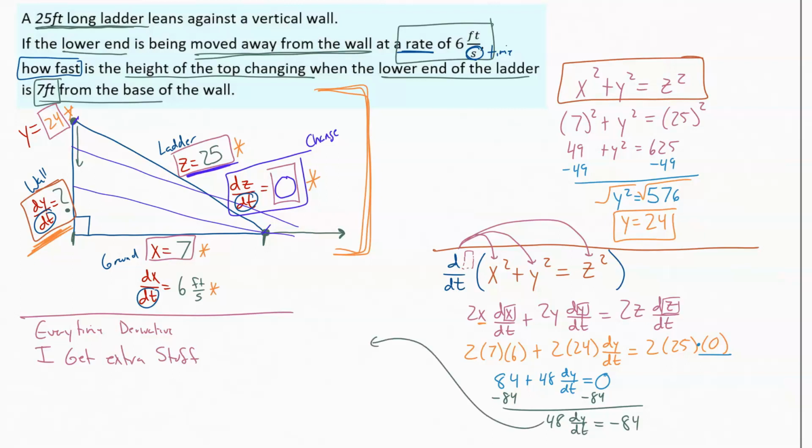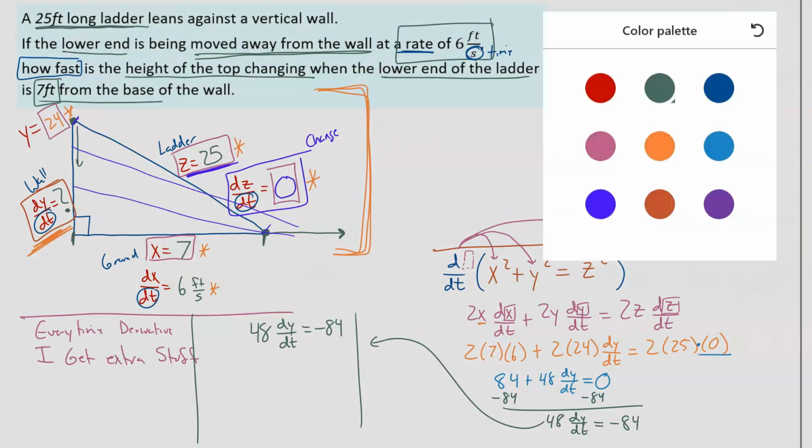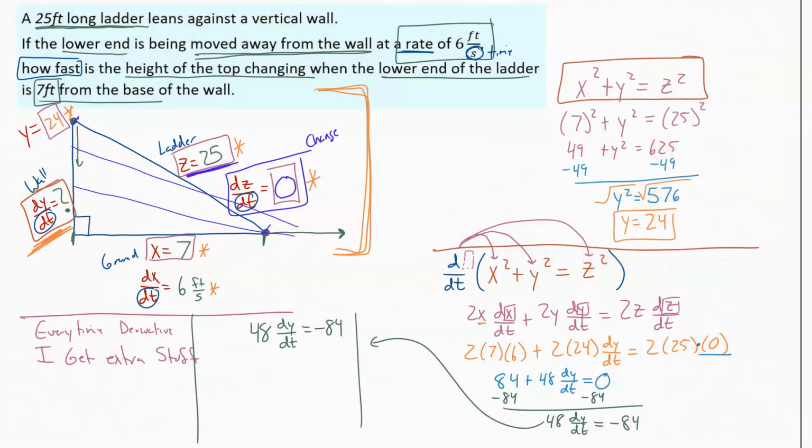I'm quickly running out of space here, so I'm just going to move this up to the other side. So we have 48 dy dt equals negative 84. And then we're trying to get dy dt by itself, so just divide by 48. Divide by 48, you get dy dt equals negative 84 over 48. And then you can simplify that down. You can pull a 12 out of everybody, so that's going to give us negative 7 over 4.